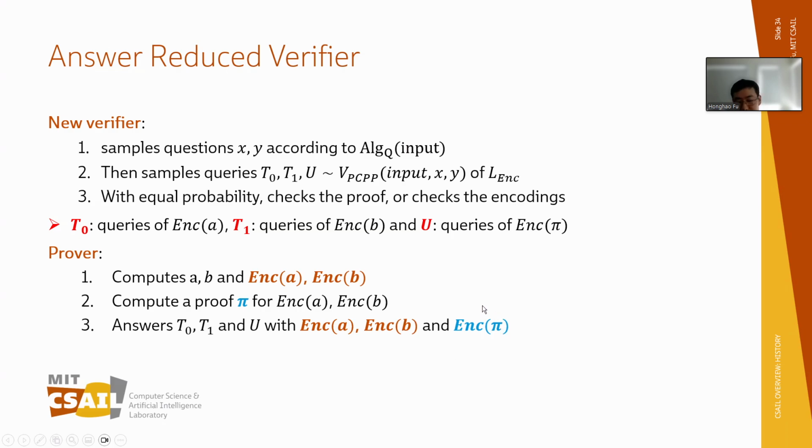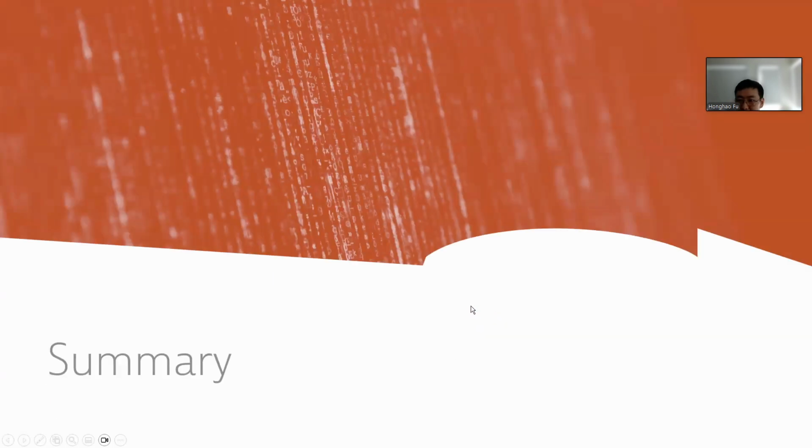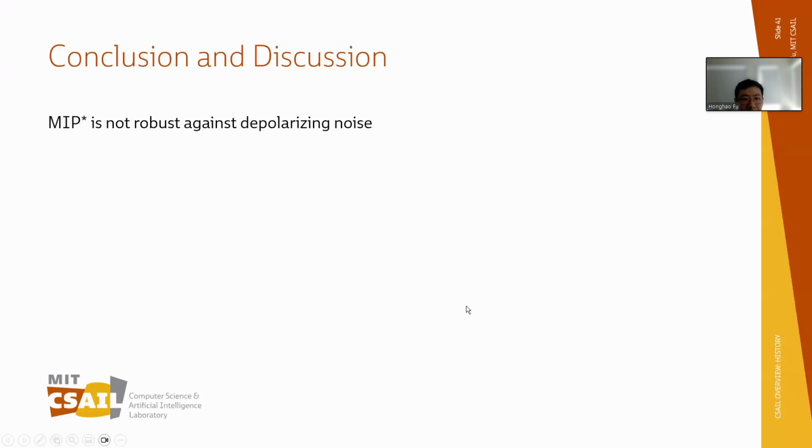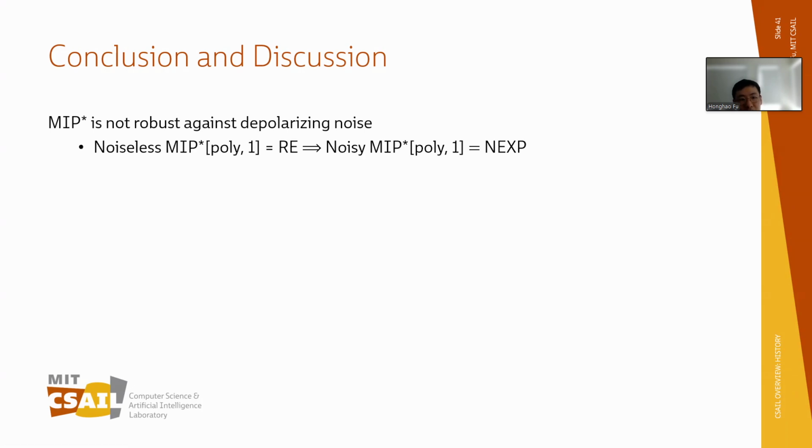So this concludes the technical part. And for the summary, we show that MIP star is not robust against depolarizing noise. So noisy MIP star equals RE. Noiseless MIP star equals RE, but noisy MIP star equals NEXP. So this computational advantage is completely destroyed. This kind of collapse of computational power is not so usual in complexity theory, because usually you can just use fault tolerance like for BQP and stuff to make sure the noise doesn't affect the computational power that much.